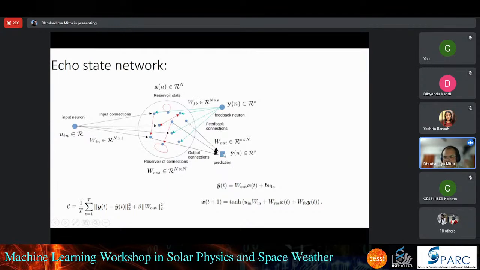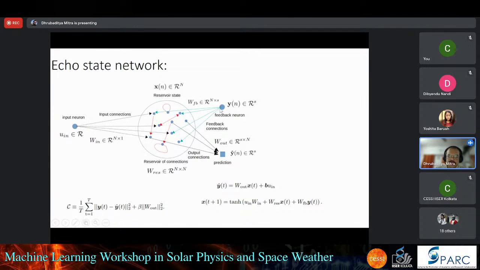The names come from history and they can be somewhat misleading. So the input neuron has a signal U in, which is typically constant. And this neuron is coupled to every neuron in the reservoir with a random weight, which is W in.